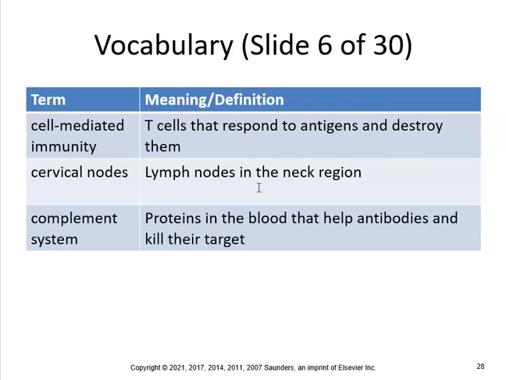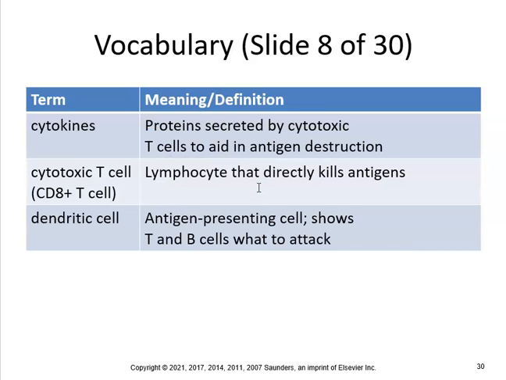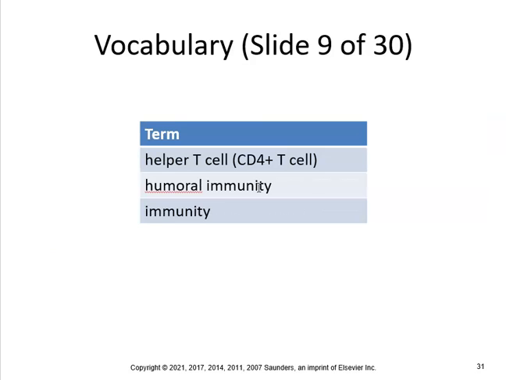The complement system is proteins in the blood that help antibodies and kill their target. Cytokines, cytotoxic T cells, and dendritic cells. Cytokines are proteins secreted by cytotoxic T cells to aid in antigen destruction. Cytotoxic T cells are lymphocytes that directly kill antigens. And a dendritic cell, an antigen-presenting cell, shows T and B cells what to attack. Okay, so it says, these guys shouldn't belong here. We need to attack them. Those are dendritic cells.